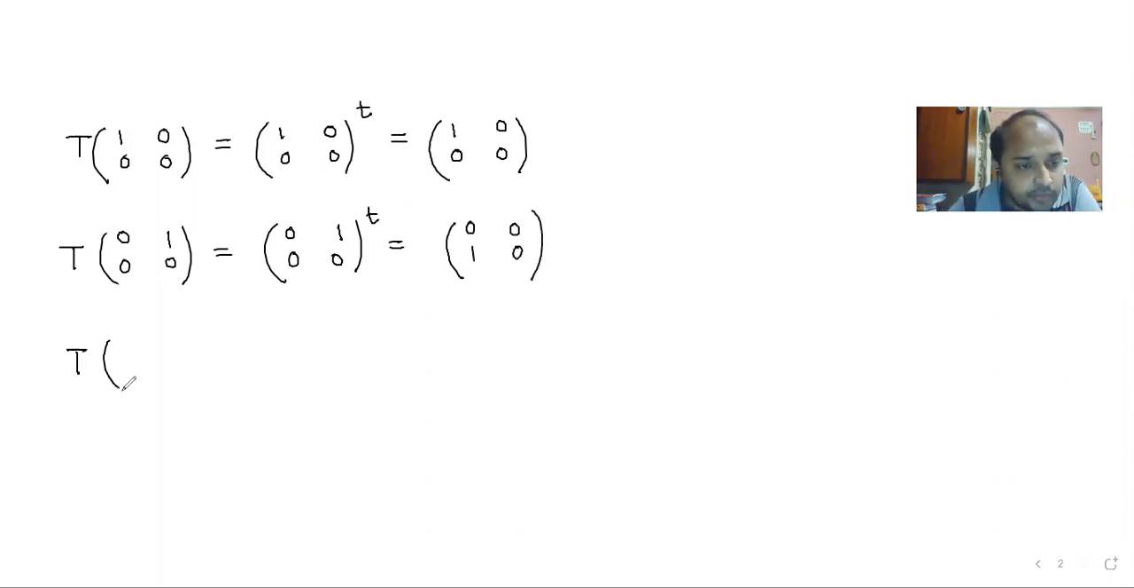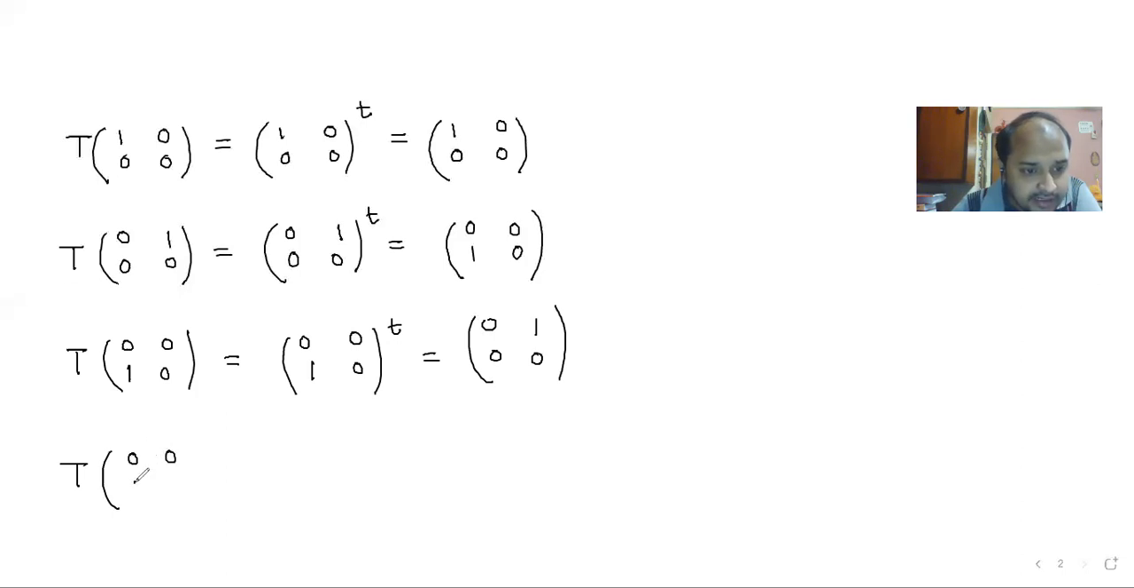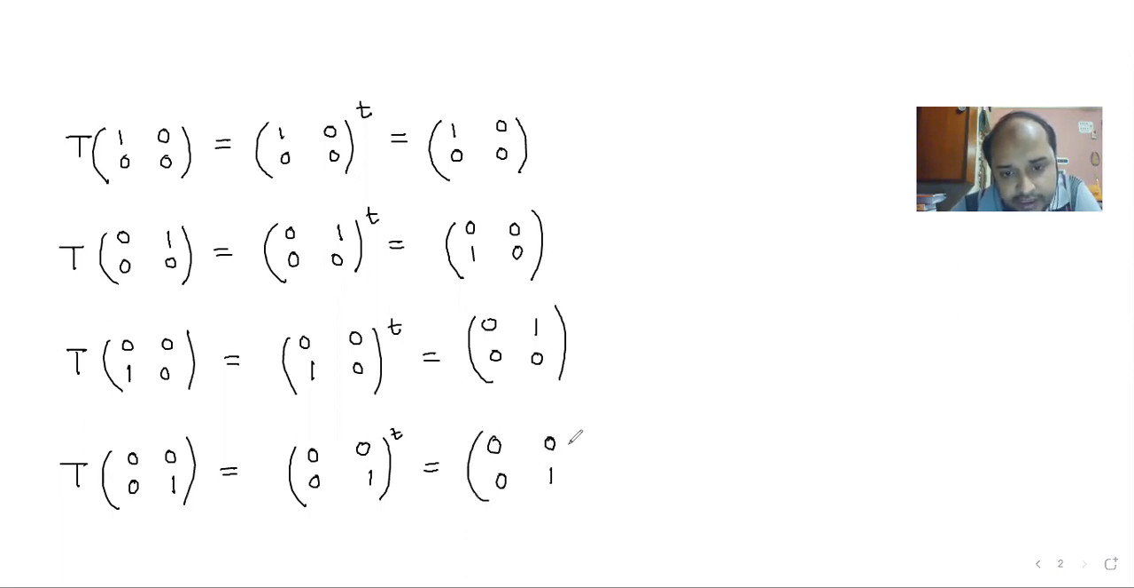Next, we apply the same operator on the third basis element. And we similarly get the transpose of the basis element matrix, and we write it as 0, 0, 1, 0. And lastly, we apply this on the last basis element, and we have to write it as the transpose of the given matrix. And this is also a symmetric matrix, so the matrix actually doesn't change. So we have got it.